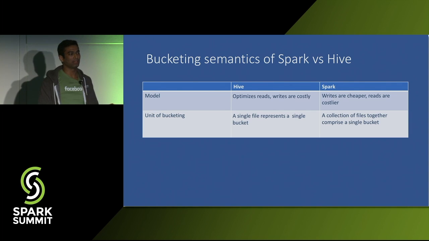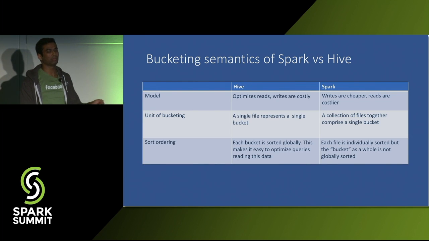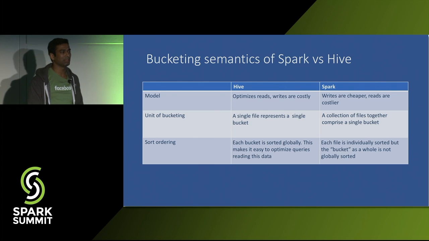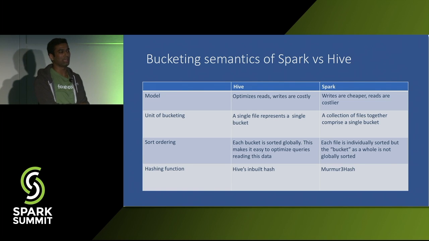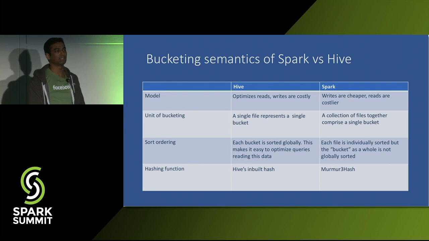Unit of bucketing in Hive, it's one file per bucket. In Spark, there's no such guarantee. And sort ordering. Since Hive has one file per bucket, if you sort the file, then you have the global sorting across the bucket. In Spark, there's no such guarantee. And finally, Hive and Spark both use a different hashing function. So whenever there's shuffle happening, in Hive, it uses its own hashing function to do the hashing. So the distribution of rows after doing the shuffle is different across both these engines.